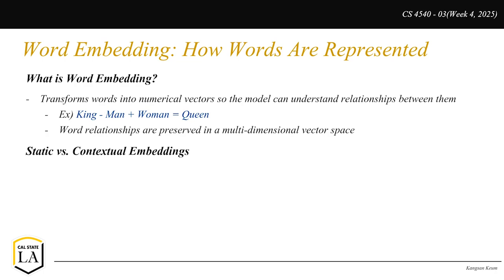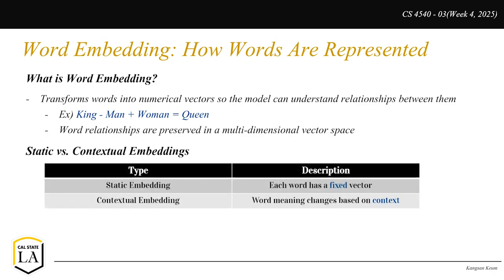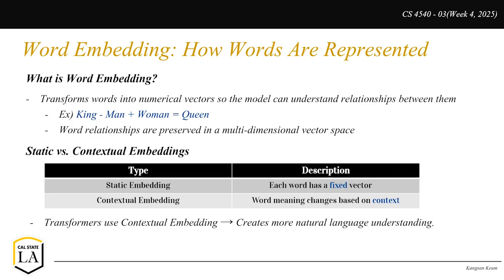There are two types of embeddings. The first is static embedding, and the second is contextual embedding. Static embedding is a fixed vector for each word. For example, there's a word "track" and it has certain numbers. However, contextual embedding changes based on the context. So, for example, the track in railway and the track in a song are not the same meaning. Transformers use contextual embeddings for more natural language understanding.